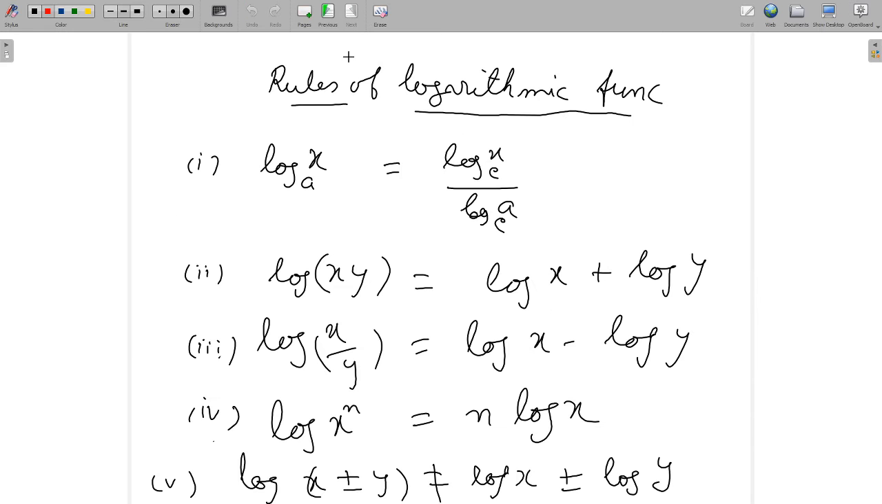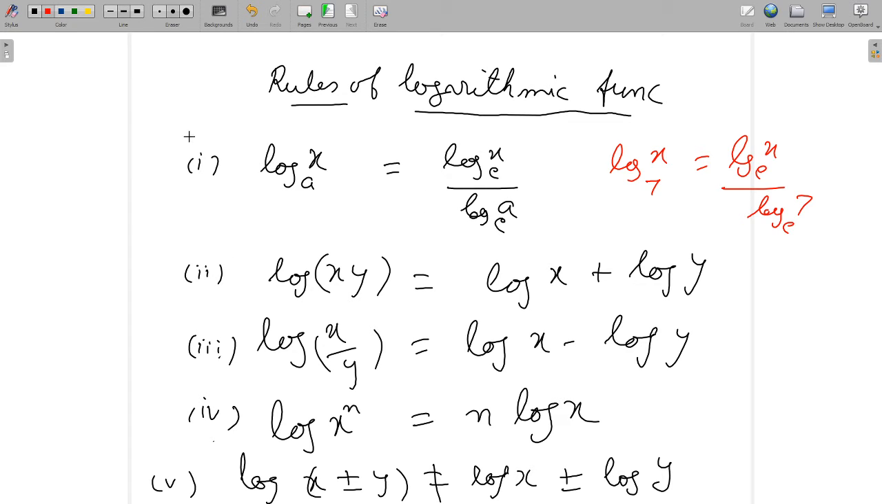Now let us recall some rules of logarithmic functions. So what are the rules? The first one is log x with base a. We know that in class 12 the base is to be taken as e. So we can rewrite log x with base a as log x with base e over log a with base e. For example, if the base of the logarithmic function in a problem is 7, we can rewrite this as log x with base e over log 7 with base e, using the rule log x with base a equals log x with base e over log a with base e.